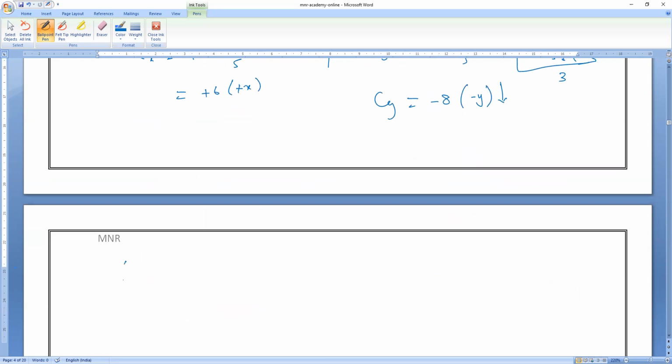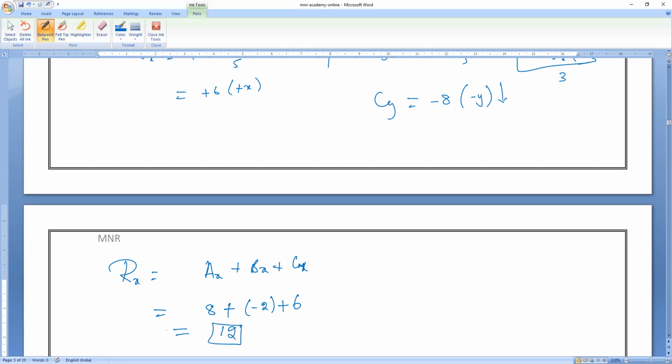Then find the resultant Rx. We all know the formula: Rx equals Ax plus Bx plus Cx. Very important. Ax value is 8, Bx value is minus 2, and Cx value is 6. Correct? So 8, minus 2 gives 6, plus 6 is 12. So Rx is 12.